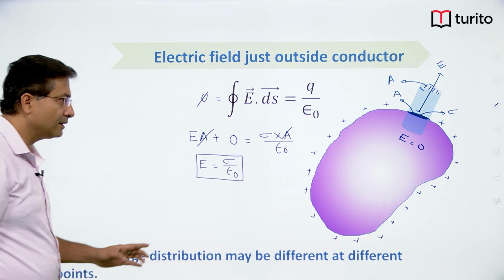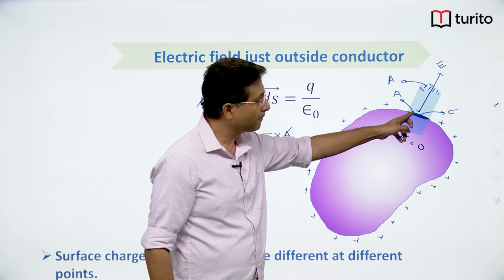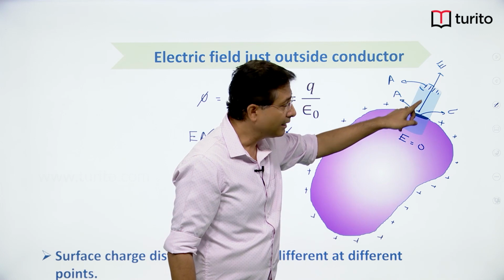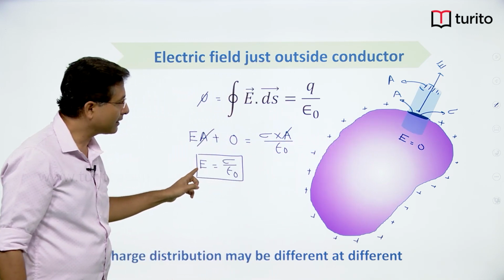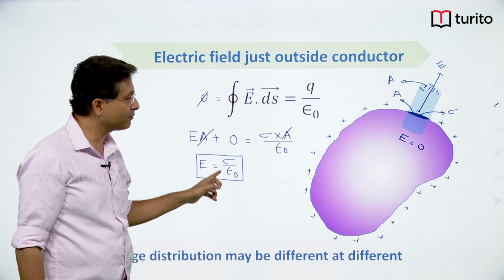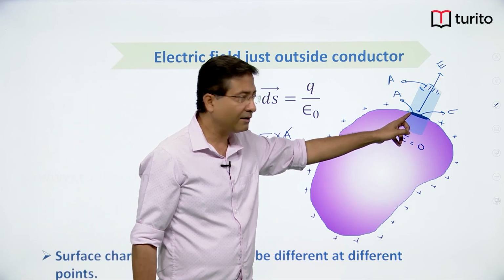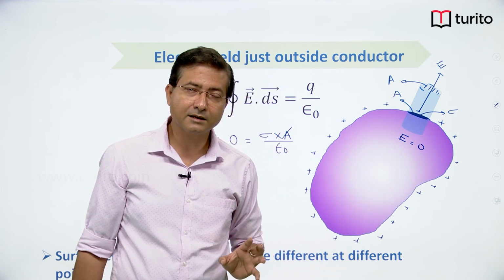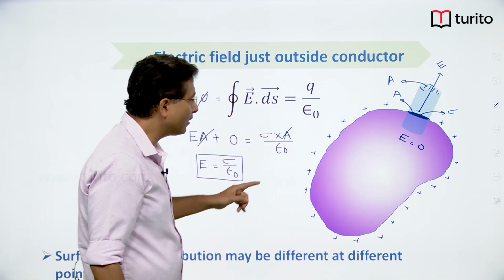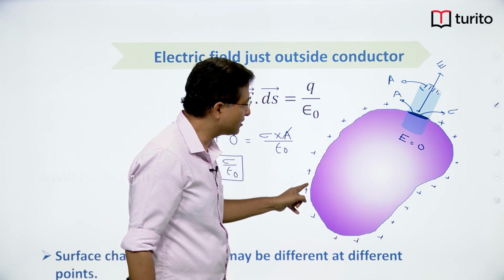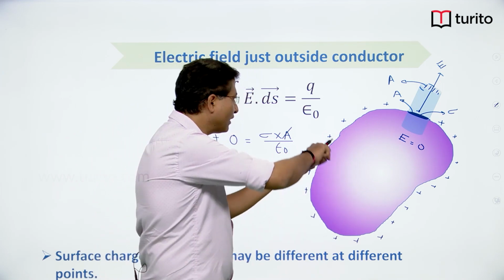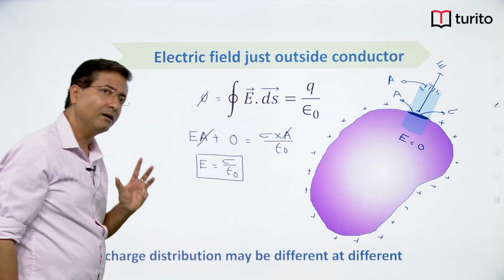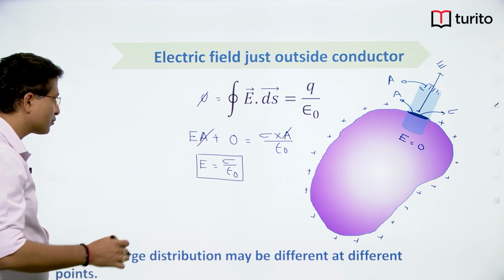So, just outside the conductor, the direction of the field will be perpendicular, and the magnitude of the field is given by sigma upon epsilon naught, where sigma is the local surface charge density. Everywhere the surface charge density will be different, depending on how sharp the edge is, right. The flatter it is, the lower the density will be. The sharper it is, the higher the density will be. Now, let us see the next point.